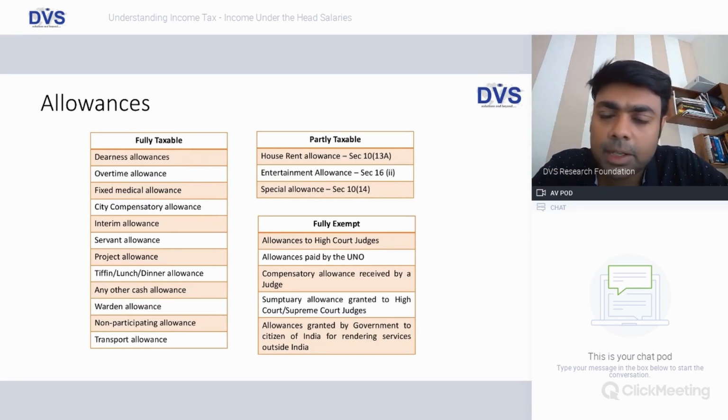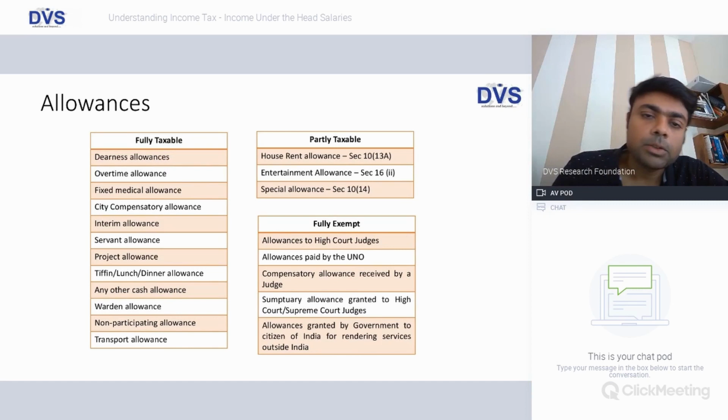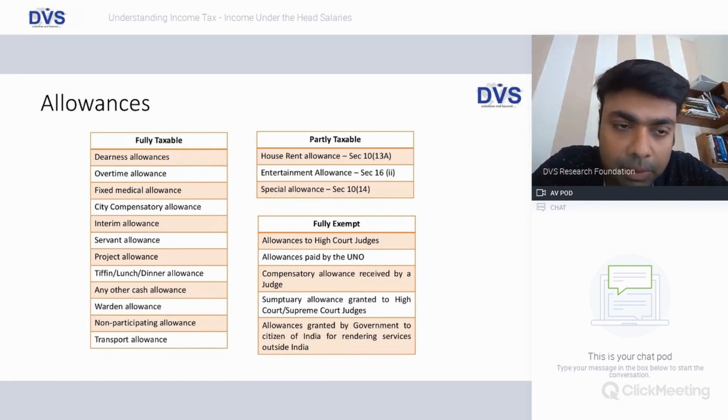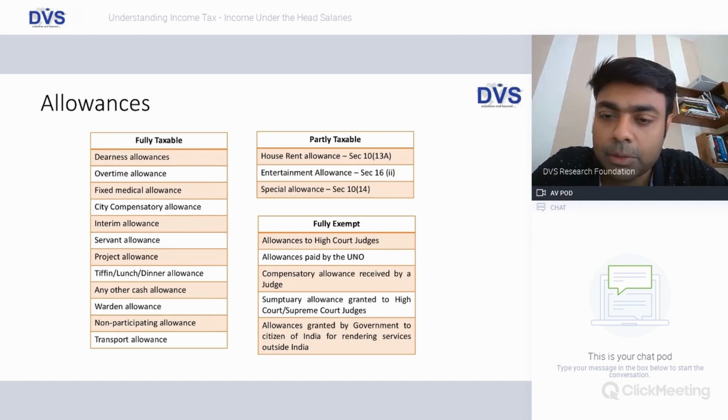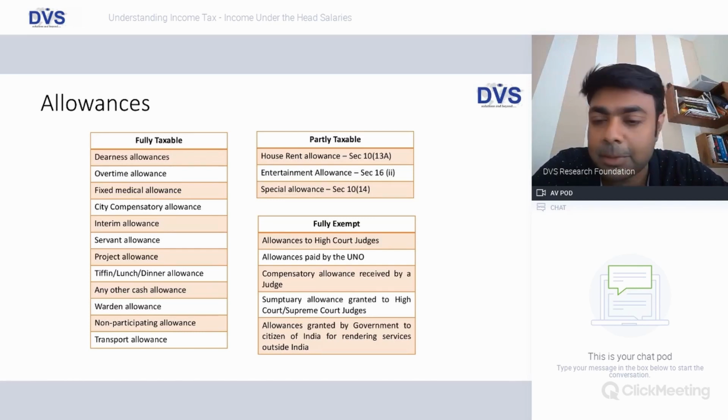When we look at allowances, allowances can be broadly categorized as fully taxable allowances, partially taxable allowances, and fully exempt allowance. So for us, the first and the last are fairly straightforward. Anything which comes under fully taxable, there is no need to worry. It's fully taxed. Just goes straight to your computation of income under the head salaries. So what are those? DA, overtime allowance, fixed medical allowance, city compensatory allowance, interim allowance, servant allowance, project allowance, lunch or tiffin or dinner allowance, not lunch, tiffin or dinner given inside the premises. Any other cash allowance, warden allowance, non-participating allowance, transport allowance.